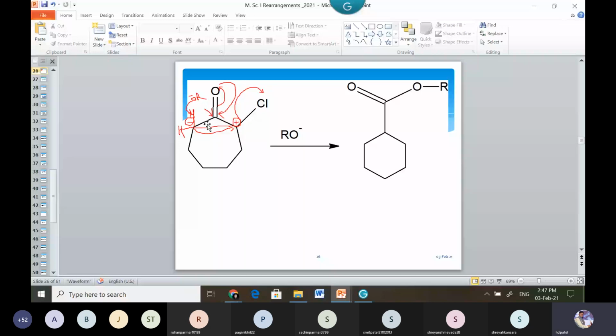When we have the cyclic propanone type derivative, OR minus from the alcohol, that is ROH, will attack on this position. So it will convert it into O minus first. Then after, O minus will convert into C double bond O, and as a result the breaking of the bond will take place, and we will get the ester. But ring contraction will take place, meaning from a 7-membered ring we will get a 6-membered ring containing compound.